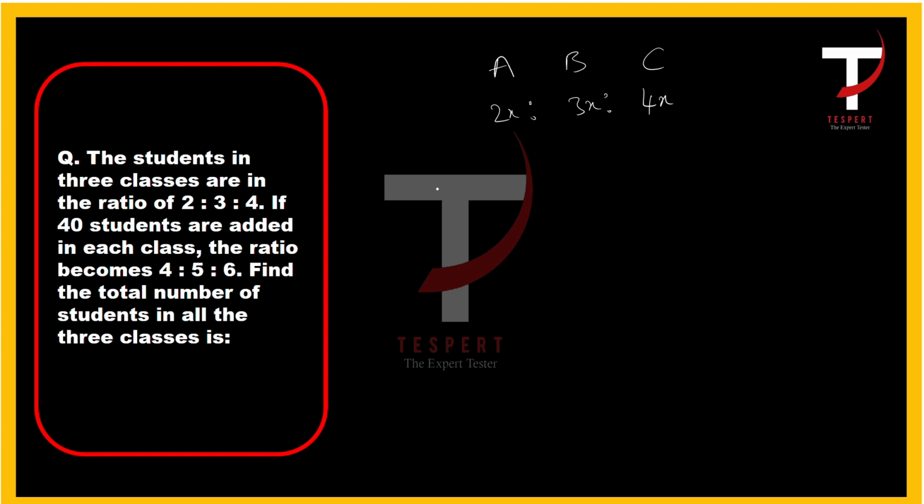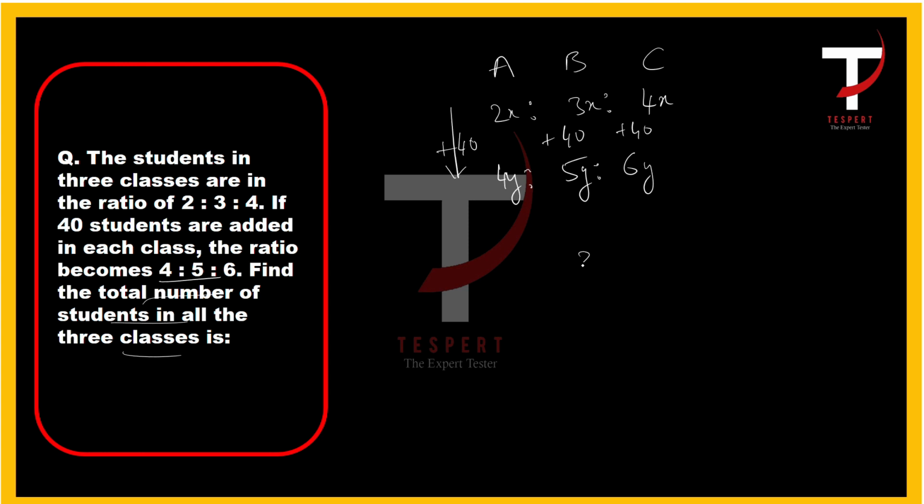Whereas the ratio becomes 4 is to 5 is to 6 when we add 40 students, right? So 40 students in class A, 40 students in class B and 40 students in class C. So the new ratio is 4y, 5y and 6y, right? So we need to find the total number of students in all the 3 classes.